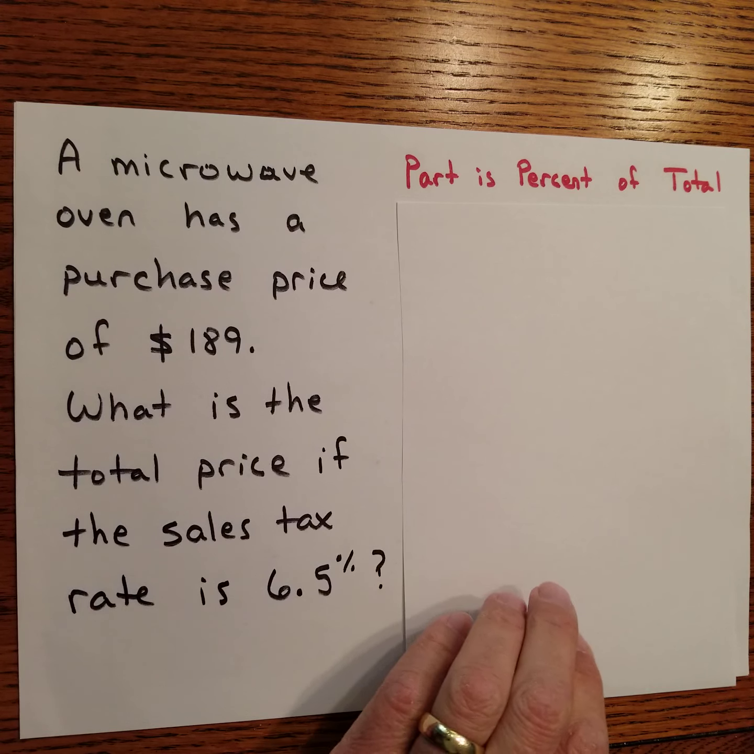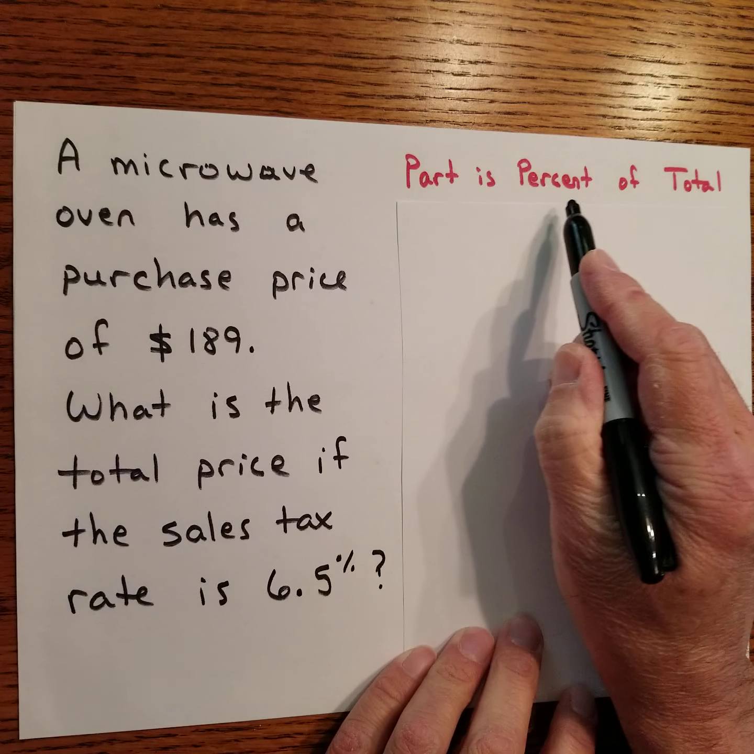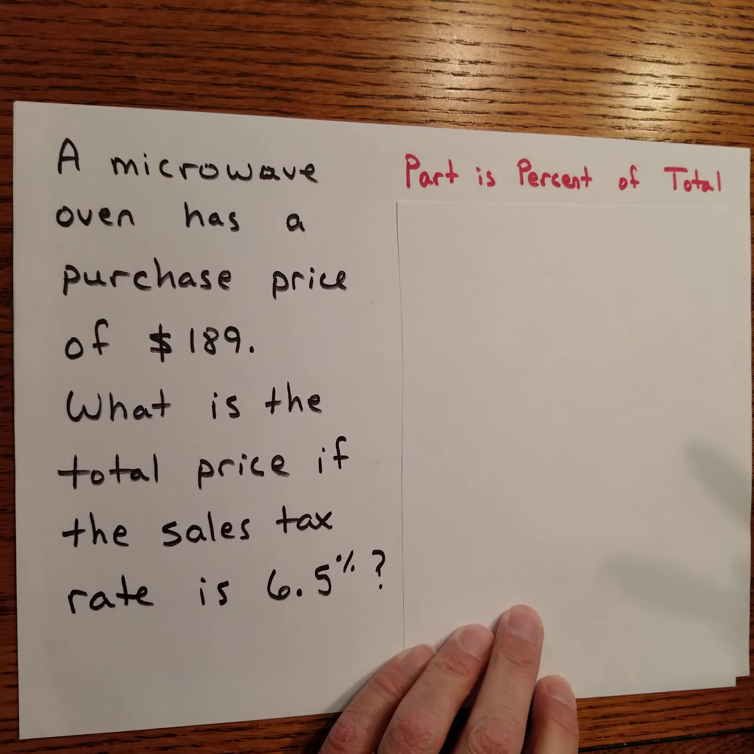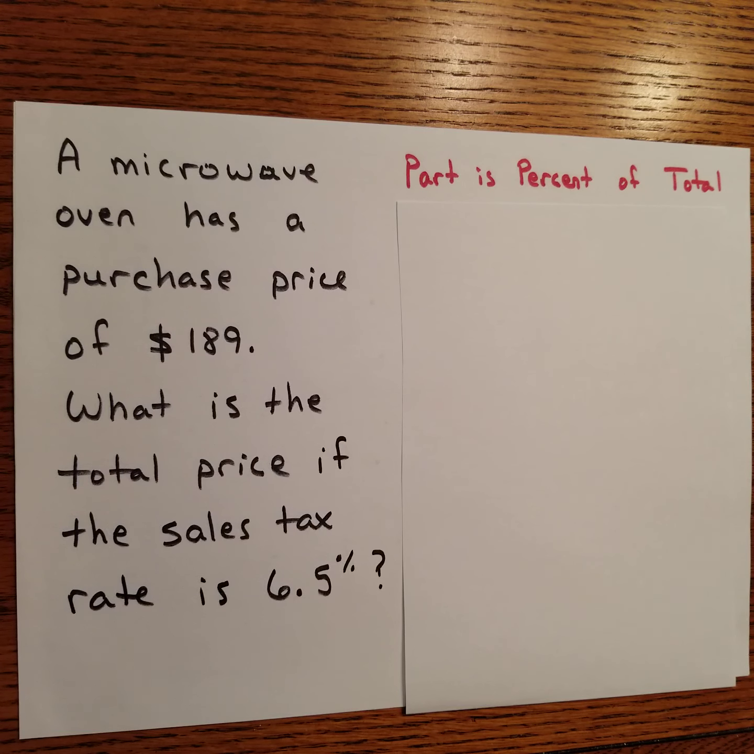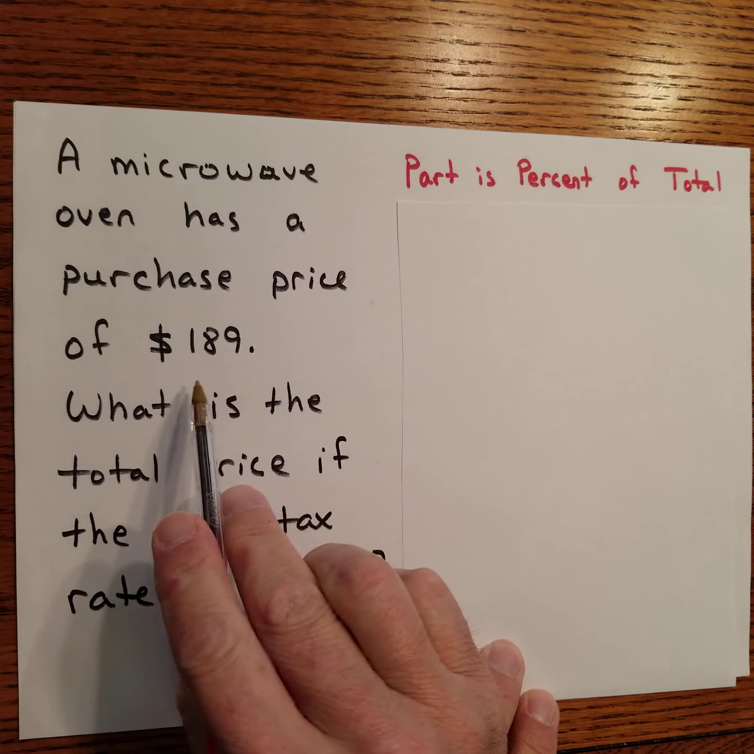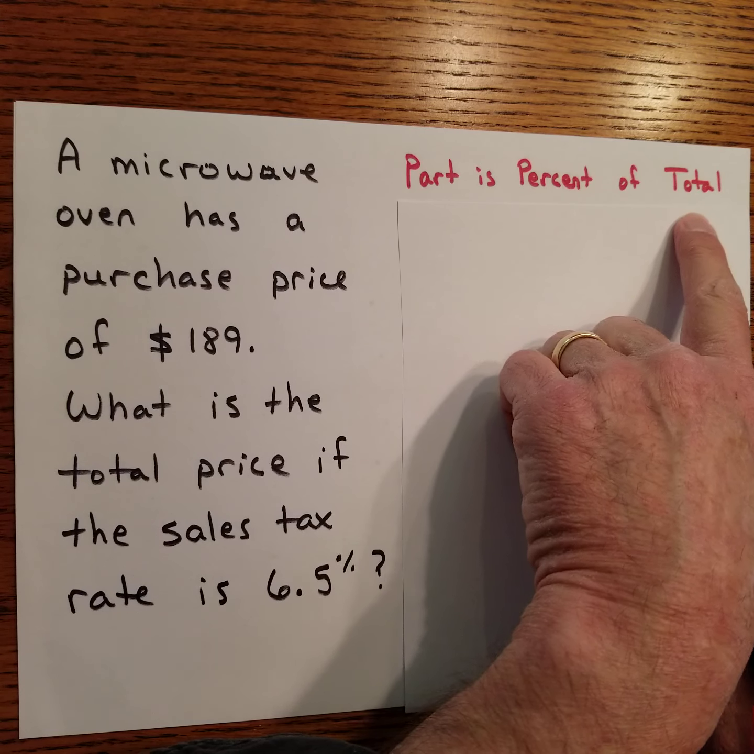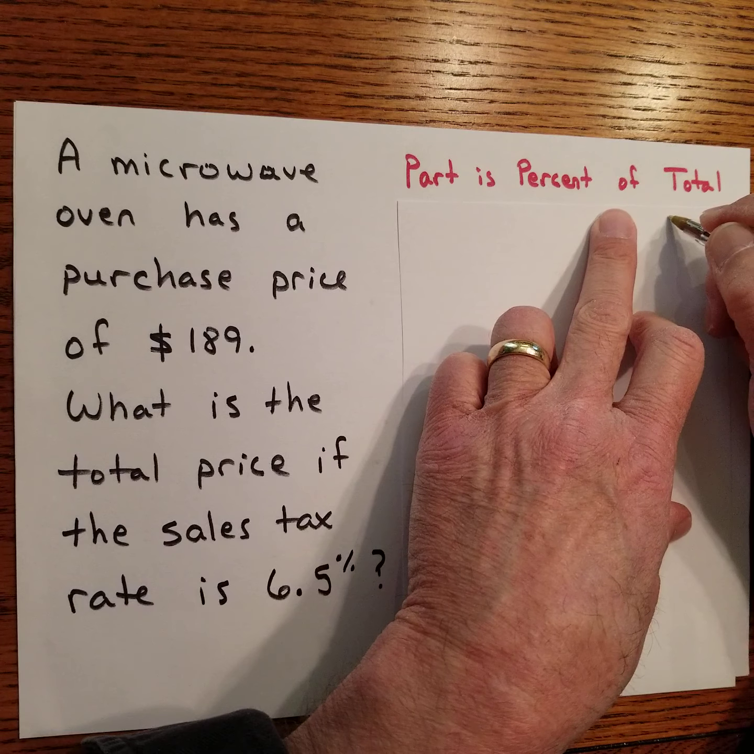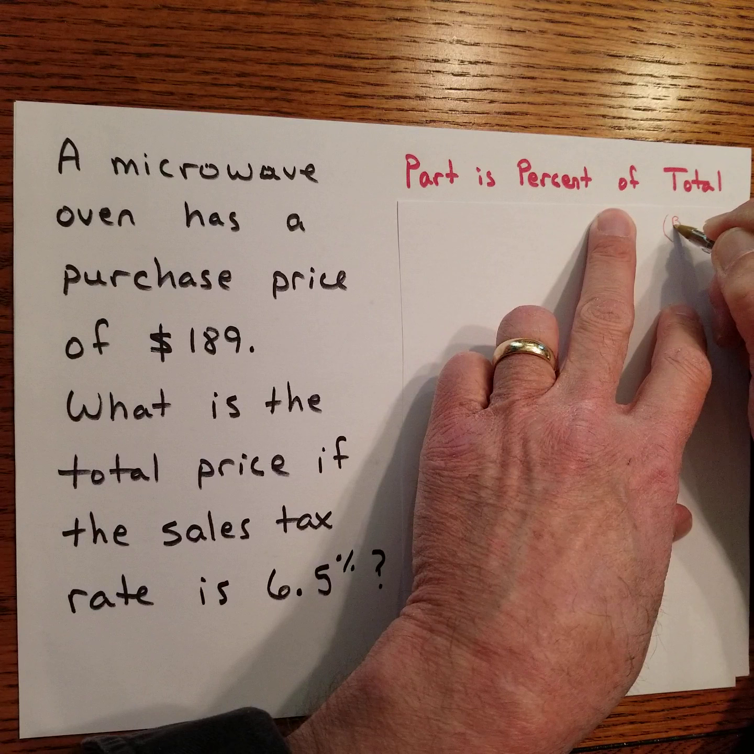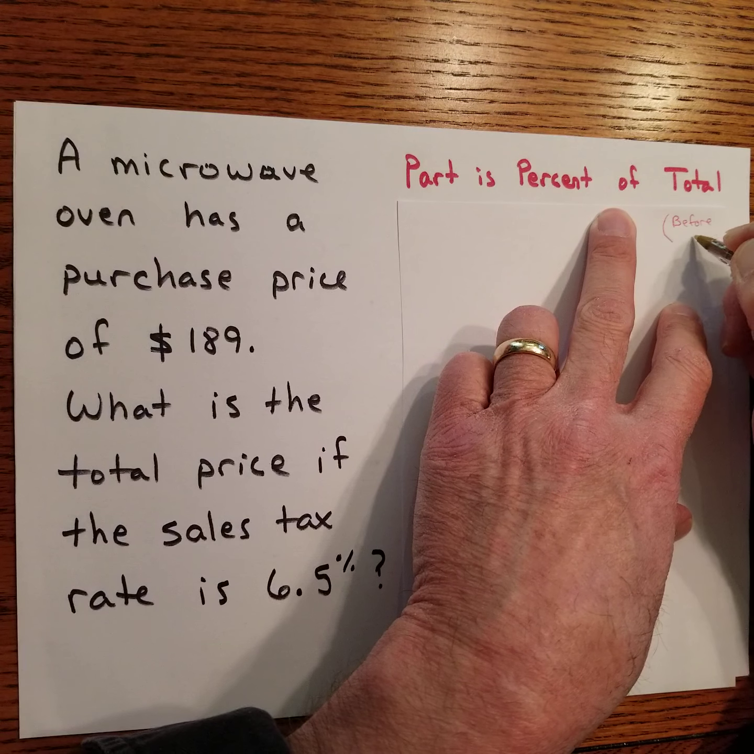Let's do a little work with our formula. Part is percent of total. What we have to remember is that in a sales tax problem, the word total gets used a little strangely. $189, that's the total cost of the microwave. But it's the total cost before tax. There's also a price after tax. So what does the total mean in our formula? We should remember that the total in our formula is before tax.